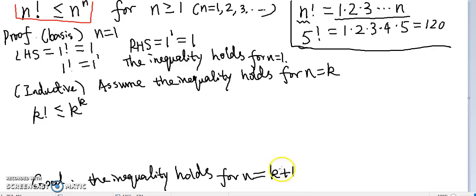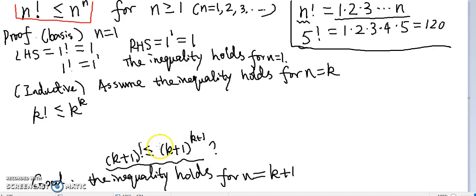Again, we increase n from k to k plus 1. And we go back to the inequality that we need to prove. We replace the left side n with k plus 1. We replace the right-hand side base n with k plus 1, and the power with k plus 1. So the left-hand side is k plus 1 factorial, and the right-hand side is k plus 1 to the k plus 1th power. And we want to prove this. At this point, we don't know if this is true or not. So we start with what we know is true. We know for sure k factorial is less than or equal to k to the kth.